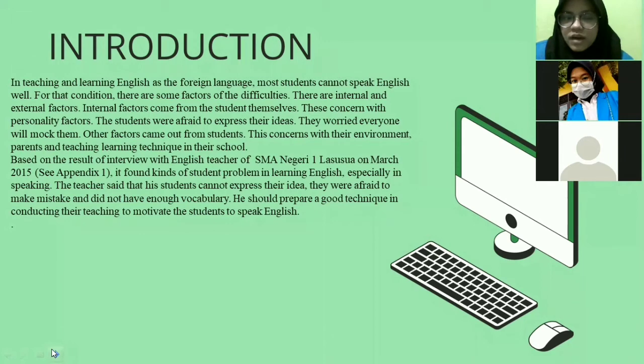Based on the result of an interview with the English teacher of SMA Negeri 1 Lasusua on March 20, 2015, it found kinds of student problems in learning English, especially in speaking. The teacher said that his students cannot express their ideas. They were afraid to make mistakes and did not have enough vocabulary. He should prepare a good technique in conducting their teaching to motivate the students to speak English.